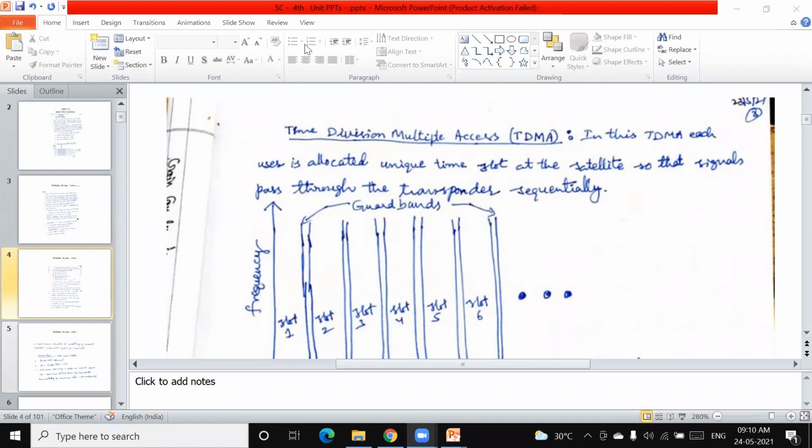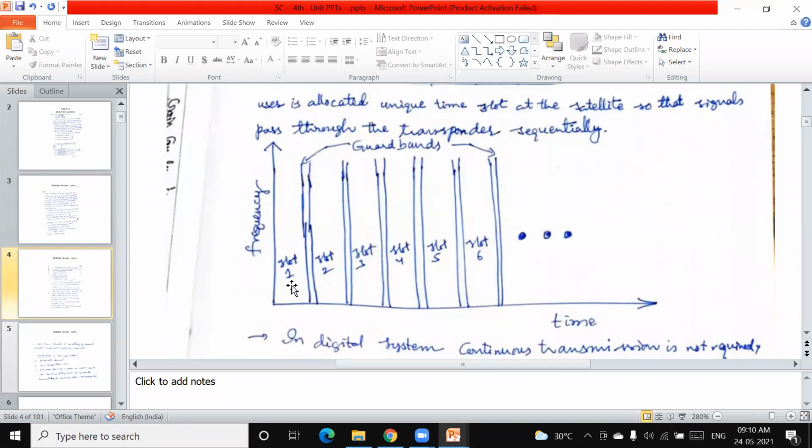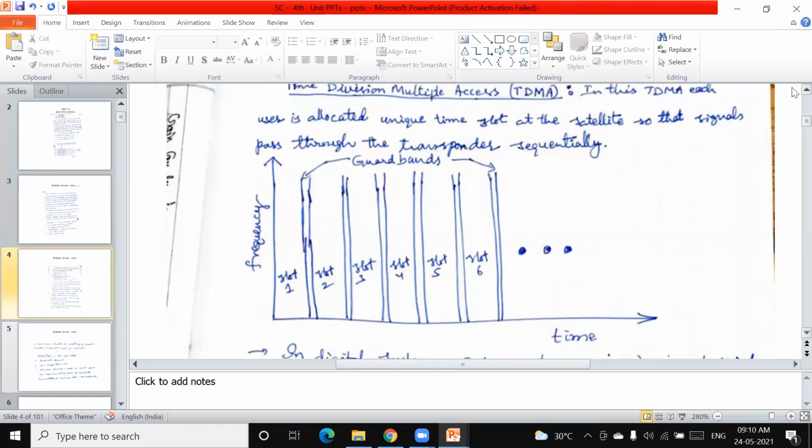So in this case, time division multiple access, you can see this diagram. On the y-axis it is frequency, and on the x-axis it is time. You can observe that the frequency is the same, but the time has been divided into a number of slots. That means user 1 has this time slot, user 2 has this time slot, user 3 as well, but the frequency will be the same. Time has been divided, so it is called time division multiple access.